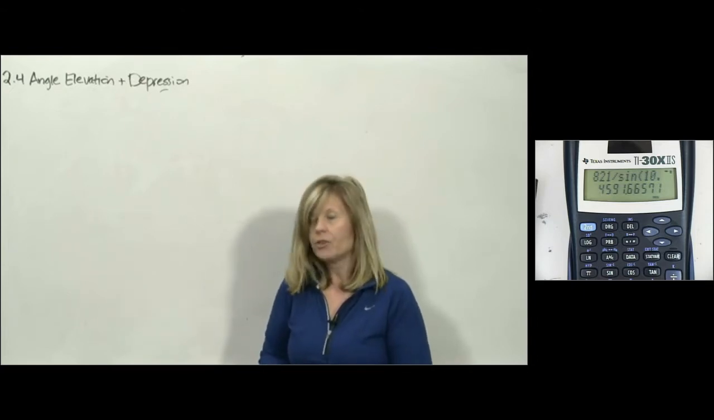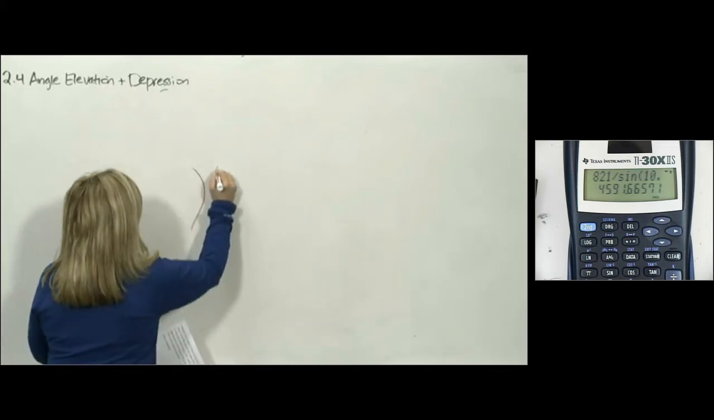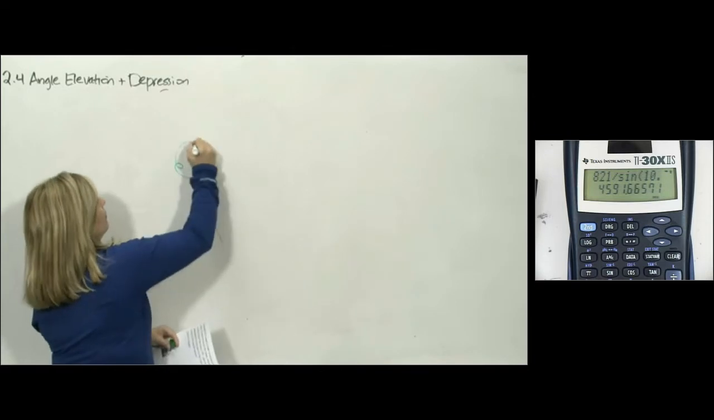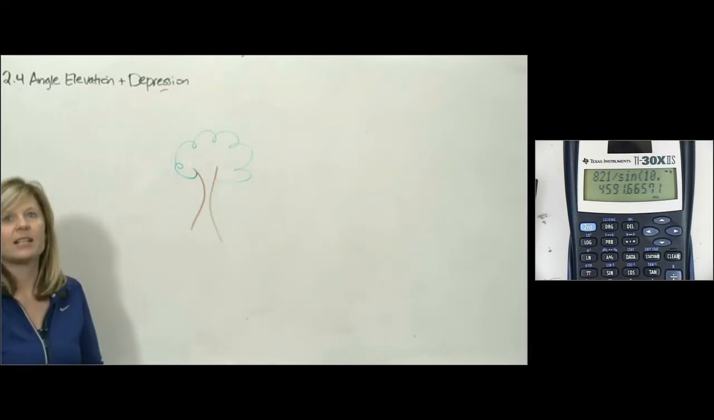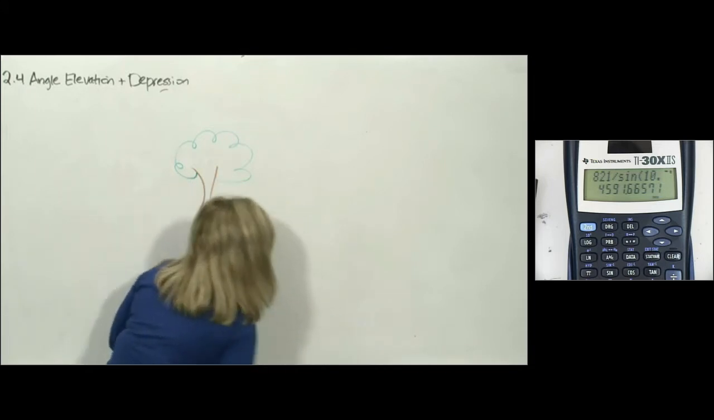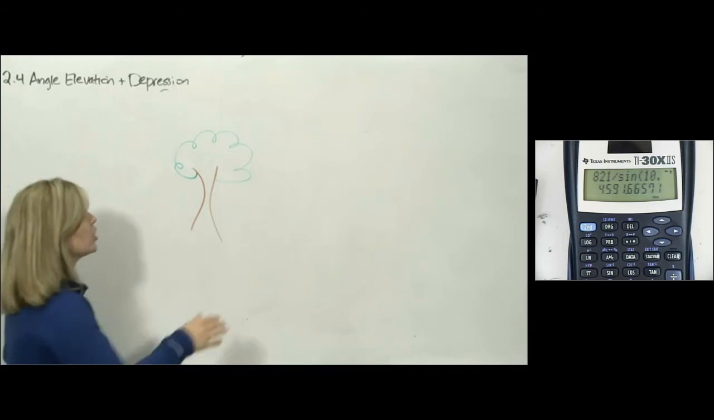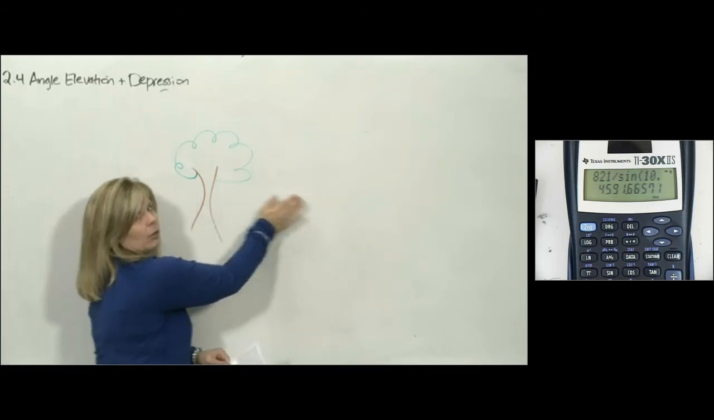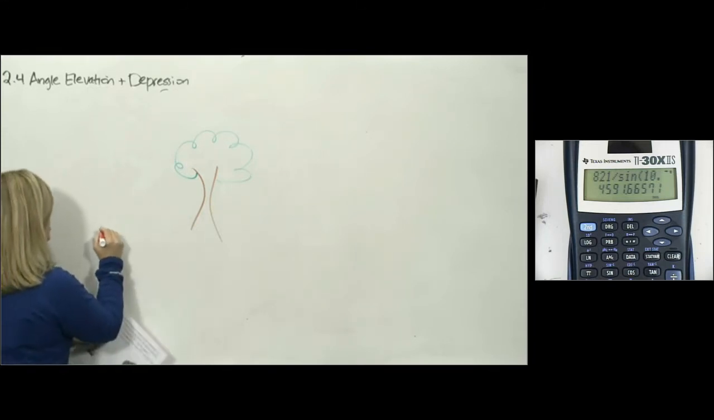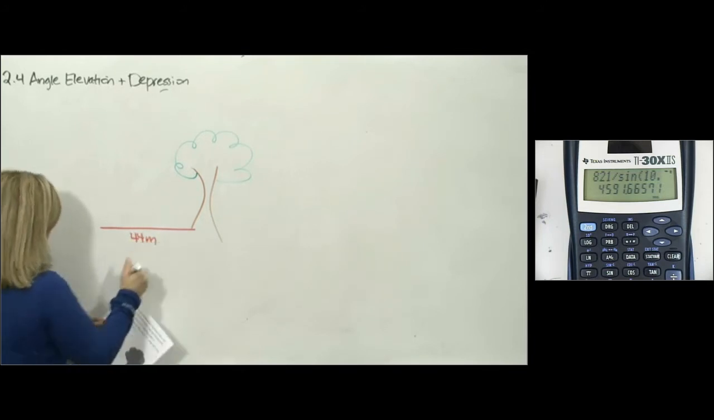Draw a picture. They're talking about we have a tree. All right? So I'm going to draw a tree. There's my tree, and they had said it was tall. They said there's a tower, and they said the tower is 44 meters from the tree. Now it's your choice. You can put the tower over here or the tower over here. It doesn't matter. I put it over here. But I know the distance between the tower and the tree is 44 meters.